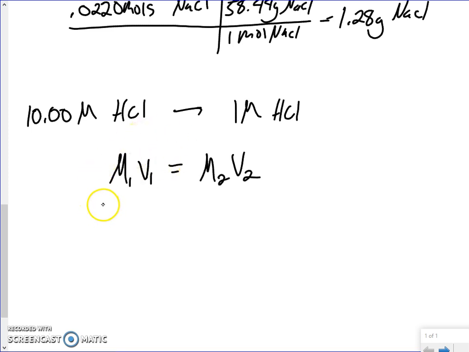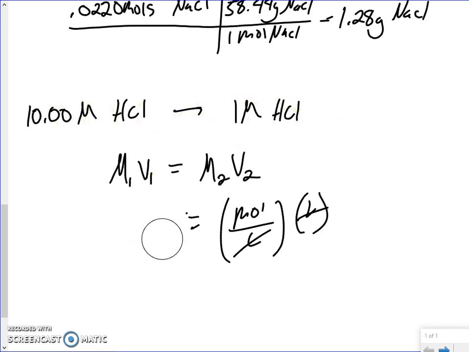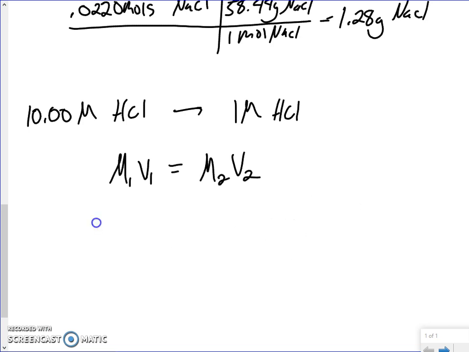So if we do this math, moles per liter is molarity, volume is liters, equals moles per liter, molarity 2, times liters. Our liters cancel out, and what we're basically left with is the amount of moles on each side of this equation are the same. And that's exactly what it is. I'm not changing the amount of moles of hydrochloric acid I start with. I'm just changing how much volume those moles are in. So that's how this equation is actually working.